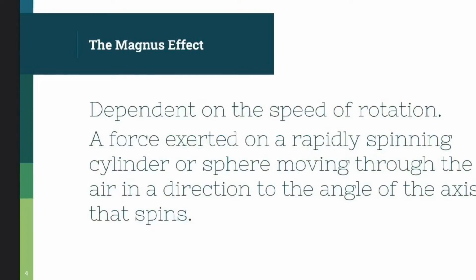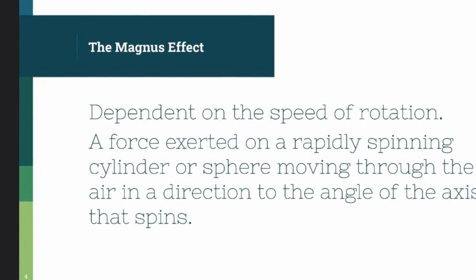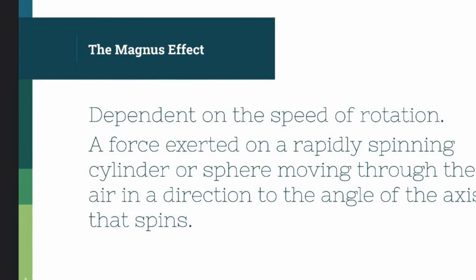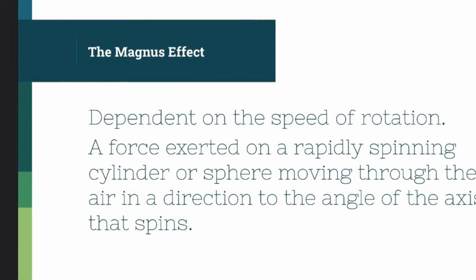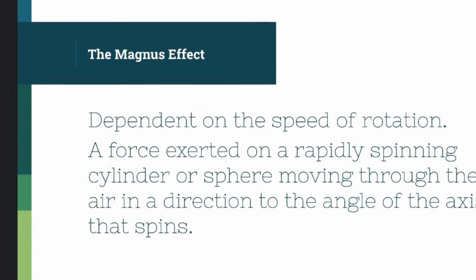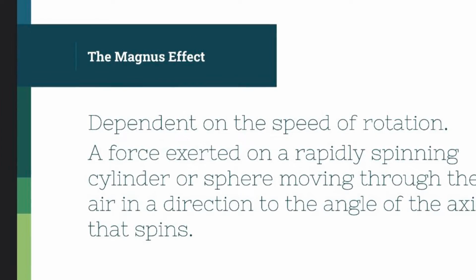The Magnus effect is dependent on the speed of rotation. The Magnus effect is the force exerted on a rapidly spinning cylinder or sphere moving through air or another fluid in a direction at an angle to the axis of spin.